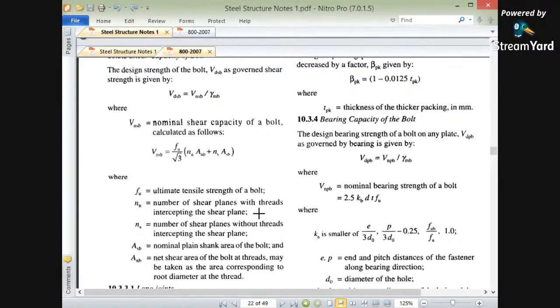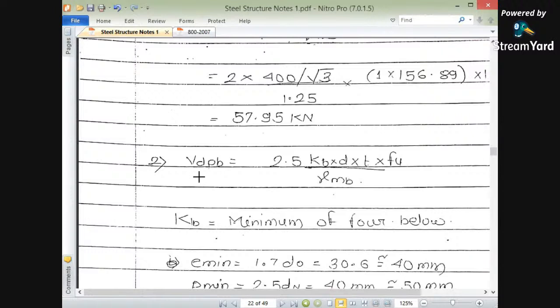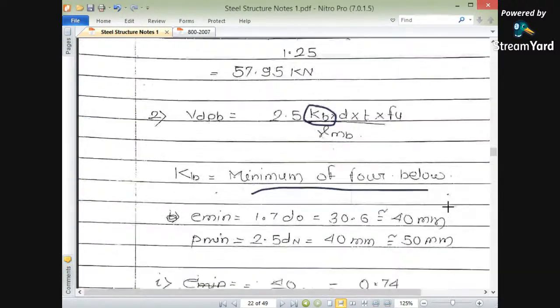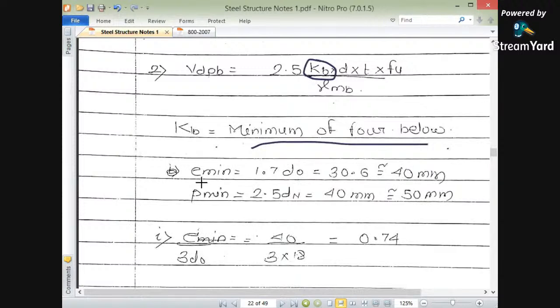So I have written this formula here. This formula is nothing but the bearing strength of bolt. So V_dpb equals 2.5 times k_b d t f_u upon gamma_mb. So how to find out this k_b? k_b is nothing but the minimum of 4 values. The 4 values are the edge distance: e minimum is 1.7 times the diameter of hole. So what is the diameter of hole? It comes to be 1.7 into 16, the diameter of bolt.